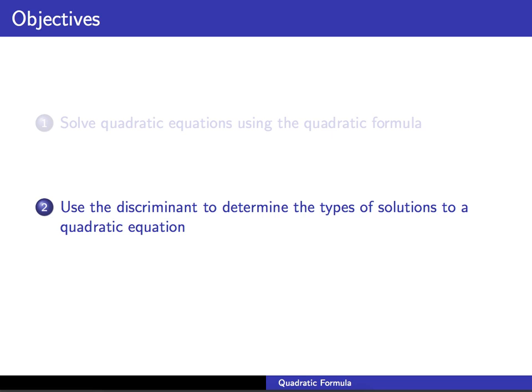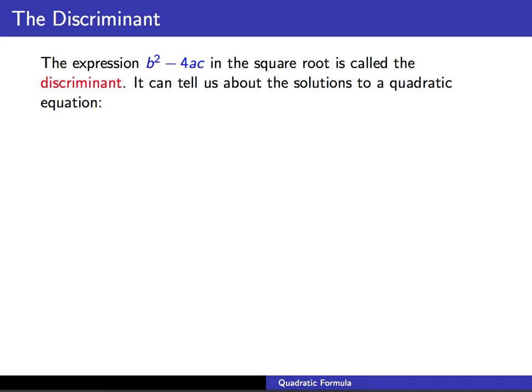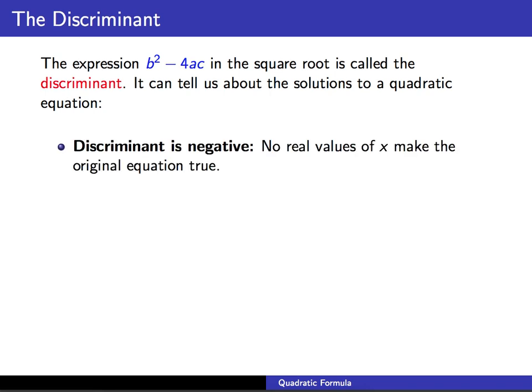All right, in this video, we're going to look at using the discriminant to determine the types of solutions to a quadratic equation. So the expression inside the square root, b squared minus 4ac, is called the discriminant. And the reason why we call it the discriminant, the b squared minus 4ac, is because it can tell us about the solutions to a quadratic equation.